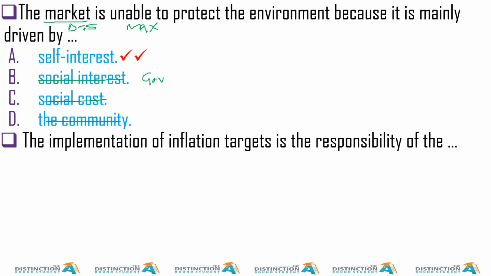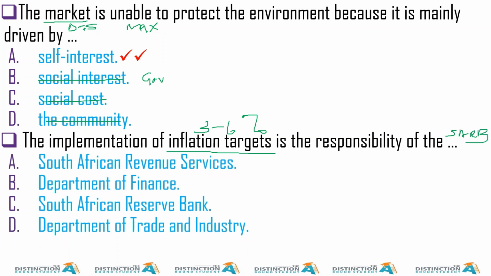The implementation of the inflation target. By the way, what's our target? Our target is 3 to 6%. So the implementation of the inflation target is the responsibility of who? That is obvious. Let's look at the options. Yes, that would be the South African Reserve Bank. The South African Revenue Services is responsible for collecting tax on behalf of the Department of Finance. And the Department of Trade and Industry is mostly responsible for our industrial development policies. So in this case, the answer is the South African Reserve Bank.